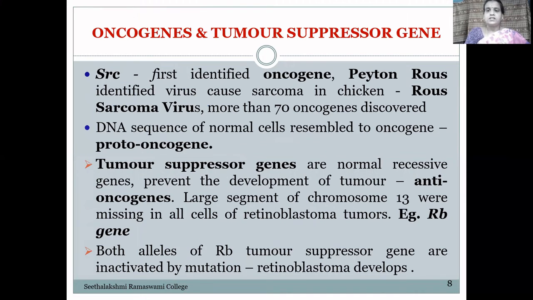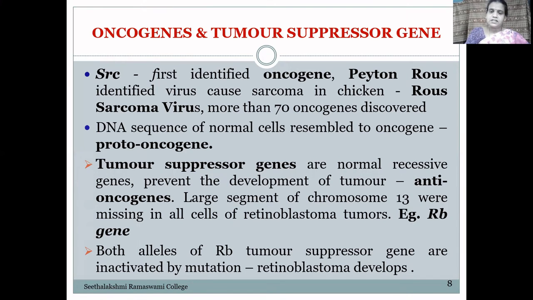And what are oncogenes and tumor suppressor genes? Oncogenes, as I said earlier, are cancer-causing genes. This oncogene was first identified in sarcoma in chicken. It was first identified by Peyton Rous, hence the name Rous sarcoma virus, simply called SRC. More than 70 oncogenes have been discovered. The DNA sequence of normal cells resembles the oncogene, hence it is called a proto-oncogene.